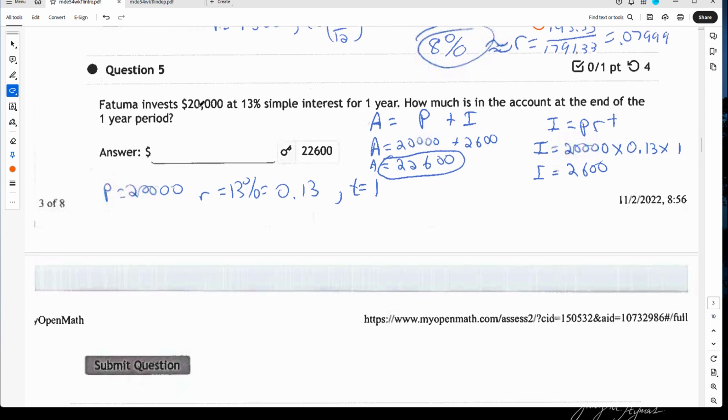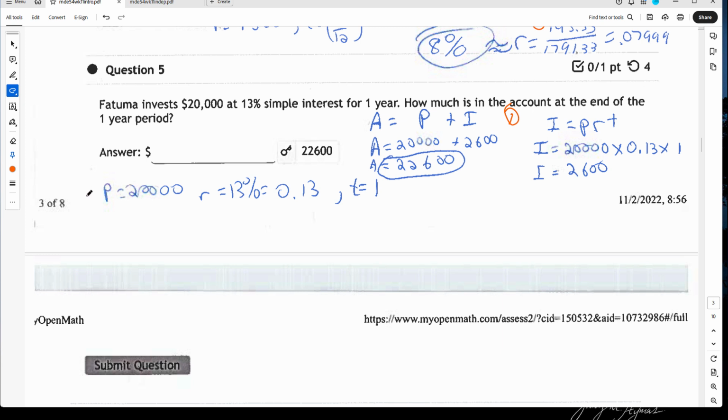Fatuma invests $20,000 at 13% simple interest for a year. How much is in the account? What is the future value after 1 year? So the future value is A, P is the principal starting value, and the amount of interest, we have to find that. So just the simple interest formula, I is equal to PRT. So I have my formulas here I'll be using, and I have to find the interest.